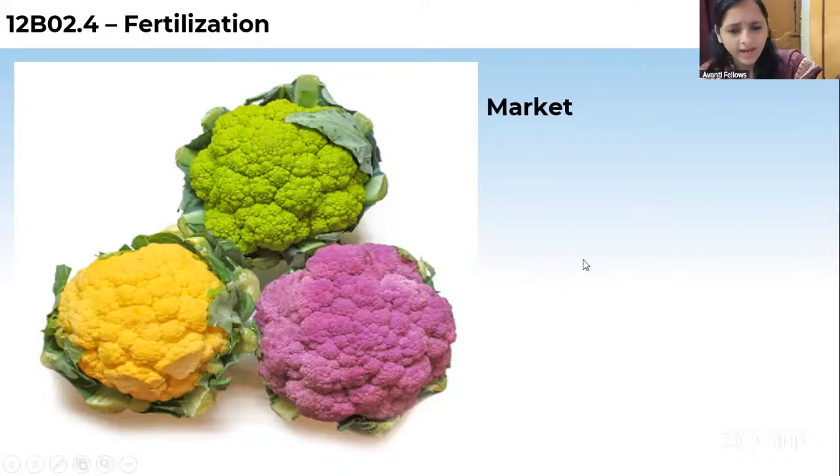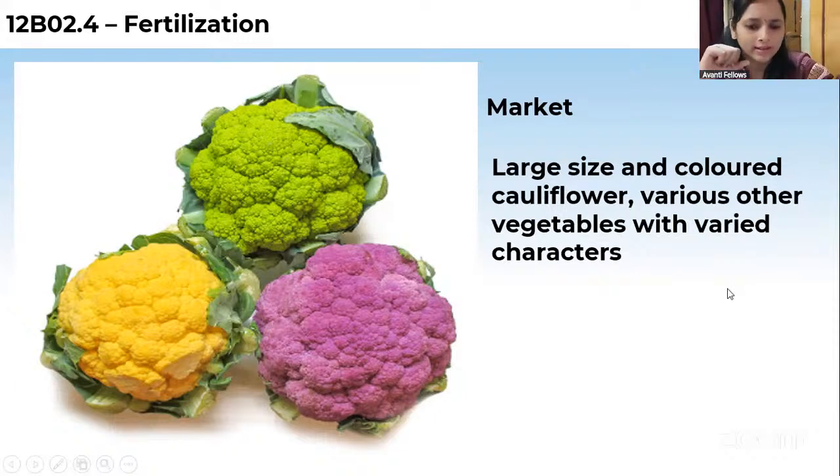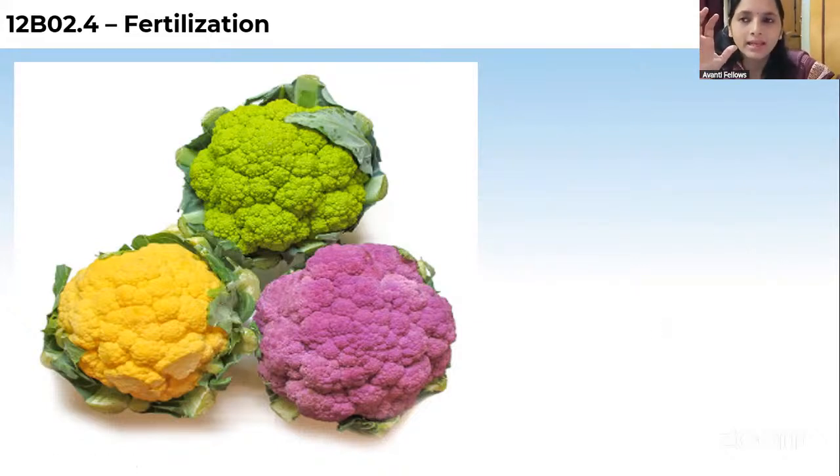And you can see how we select the large-sized and colored cauliflower and other vegetables with varied characters. For example, if a fruit is very small in size, what we expect is that it should be bigger, then it will be good. Black grapes used to be smaller. Now you can see different sizes of grapes in the market, seedless ones too, and with different colors. How is all this coming? That is mainly by hybridization.